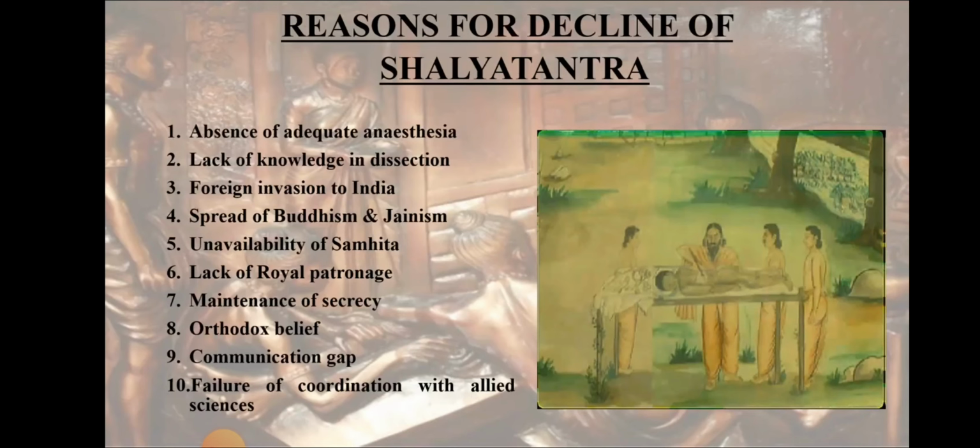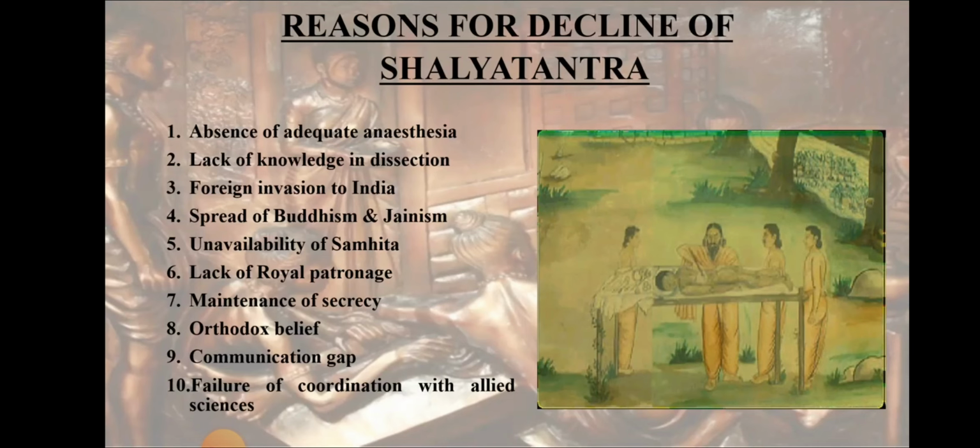Now we have to see what happened to the progress of Shalyatantra. Apart from all these explanations and specialities, the progress was not that much. There was a decline in the progress of Shalyatantra. So what were the reasons for that? The first one is the absence of adequate anesthesia. There is mention of the use of madhya during surgery to reduce the pain. But as time went on, the sattva of the patients itself was reduced, and enough anesthetic drugs were not available in the science. No further developments were done. Because of that, it was a chance to demoralize the practitioners.